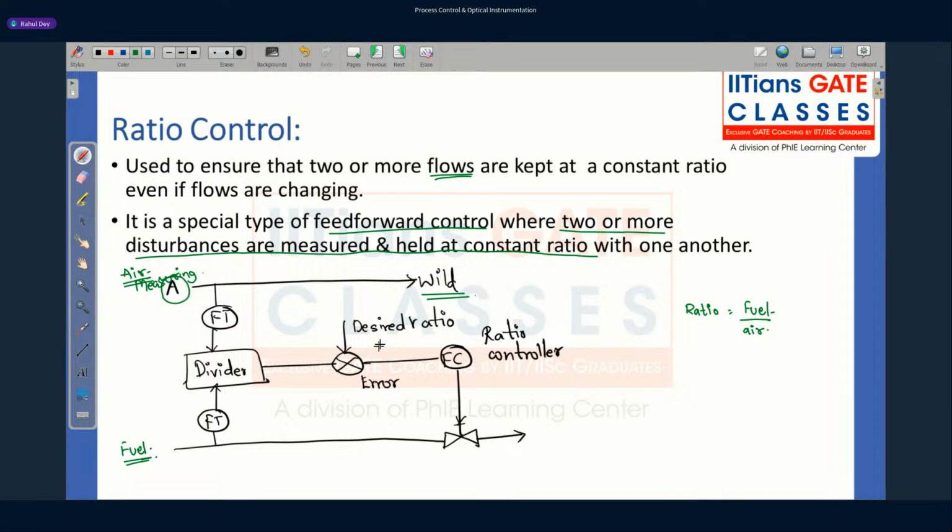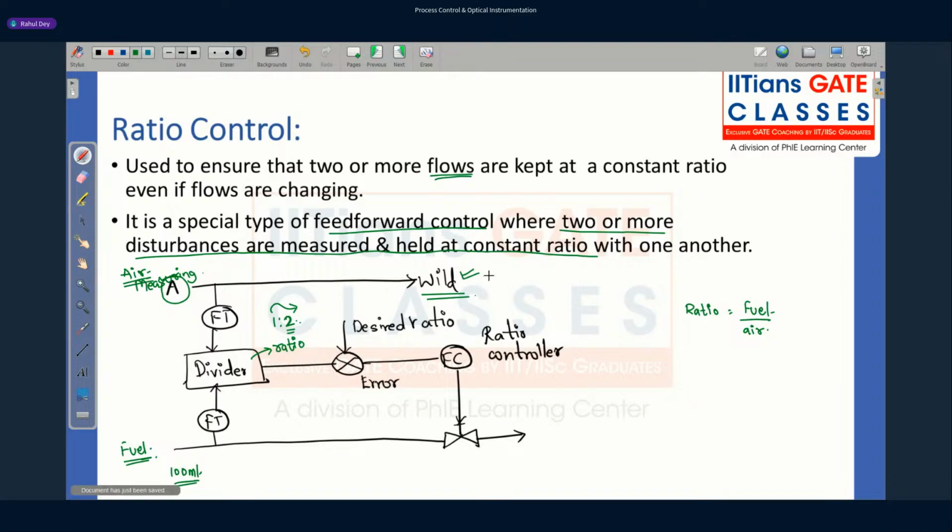Based on that, if I have a certain ratio, like fuel to air is 1 to 2, that means if 2 liters of fuel is going inside the engine, 1 liter of air should go inside the engine. So my controller will sense that I am not measuring the air. If suppose 100 ml fuel is going inside the engine, then according to the ratio, 50 ml air should go inside the engine to keep my engine running properly.